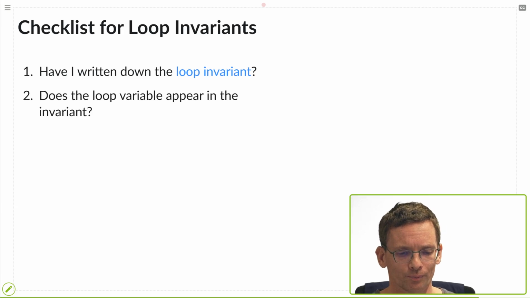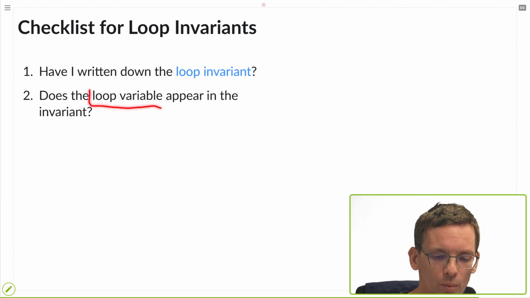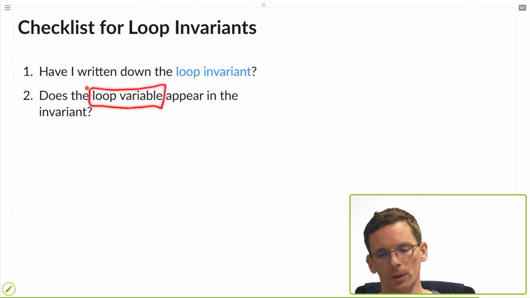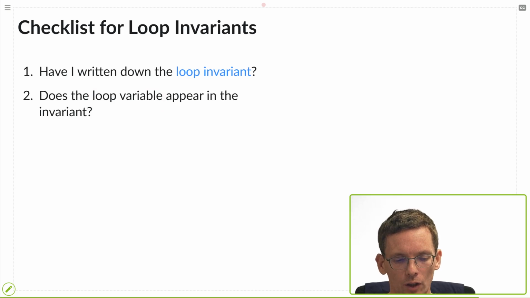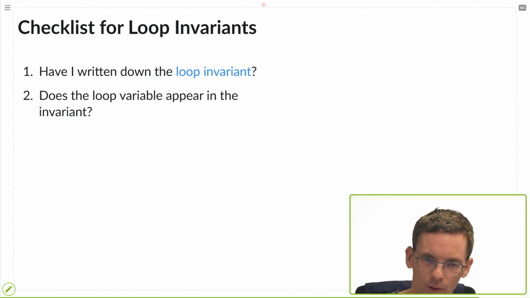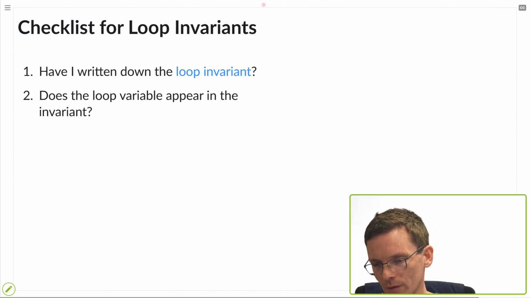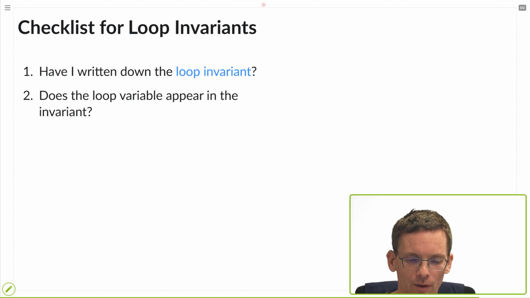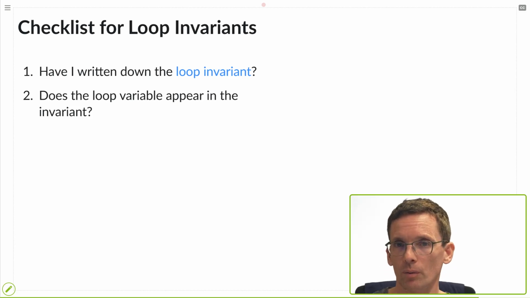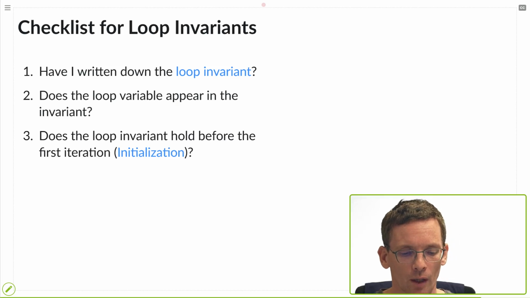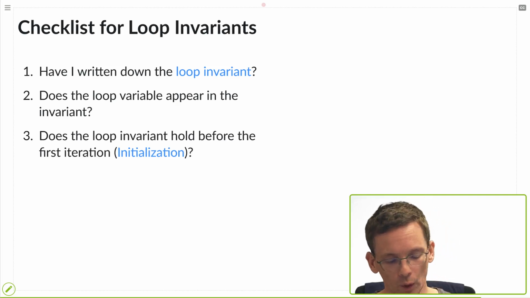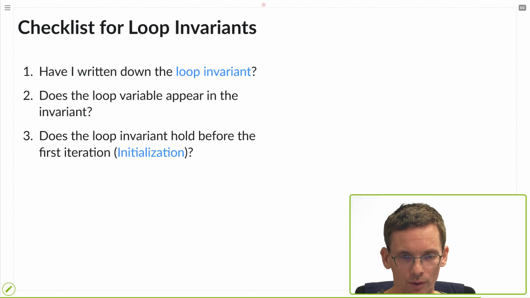Then, most loop invariants will have to have the property that the loop variable, so I or j, actually shows up in the invariant. If the invariant does not refer to the variable, sometimes in very simple settings that might make sense, but typically there's something wrong with your loop invariant.